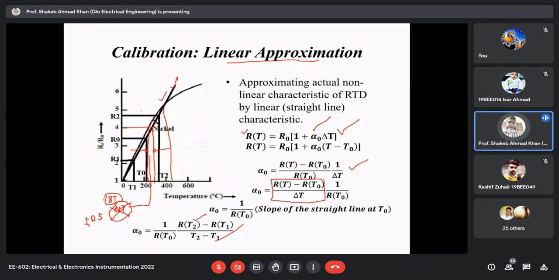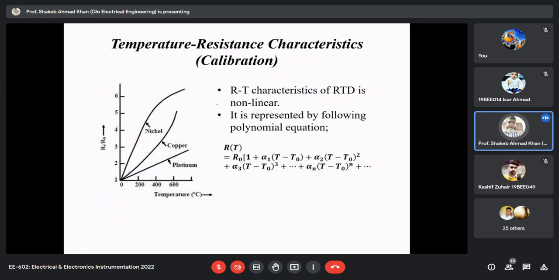Now, suppose you want your result to be within plus minus 0.5 degree. Up to this much error, you can say that this approximation is fine. But suppose you say that you want it to be around 20.25 degrees Celsius, error tolerable, not beyond that, then obviously this approximation will not work here. Then the next step will be to take the next term also into it.